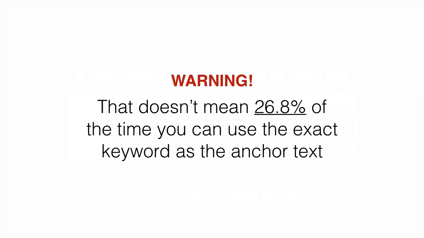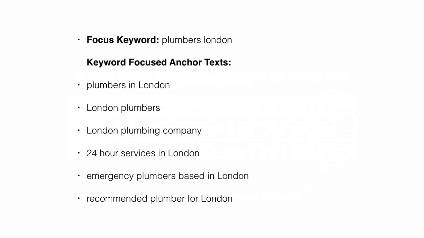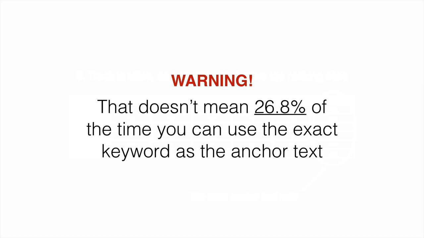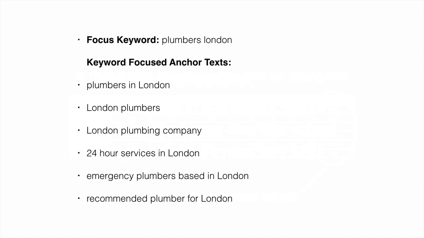So let me show you some examples. If you want to rank for the keyword plumbers London, for your keyword focus anchor text, which if we were basing it off of this average here, where 26.8% was the focus keyword anchor text, here's some examples you can do. You could do plumbers in London, because obviously it's pretty basic. We added in "in" and we capitalized the L in London because it's a pretty natural fit. If someone's writing an article, that's what they would naturally write. They wouldn't write plumbers London as it's kind of a weird thing to fit into a sentence.